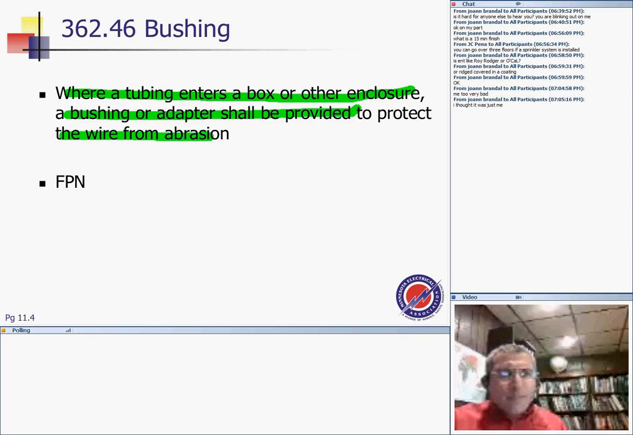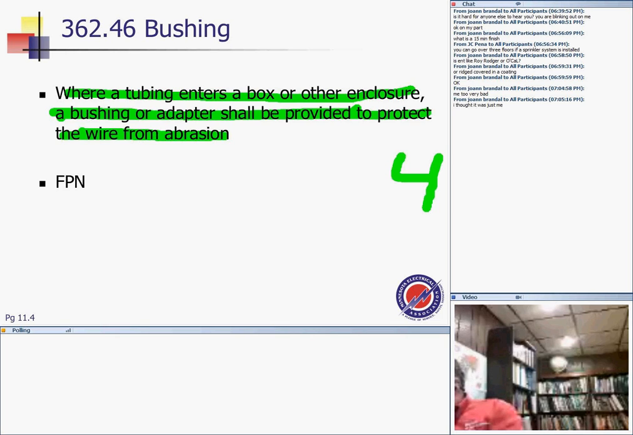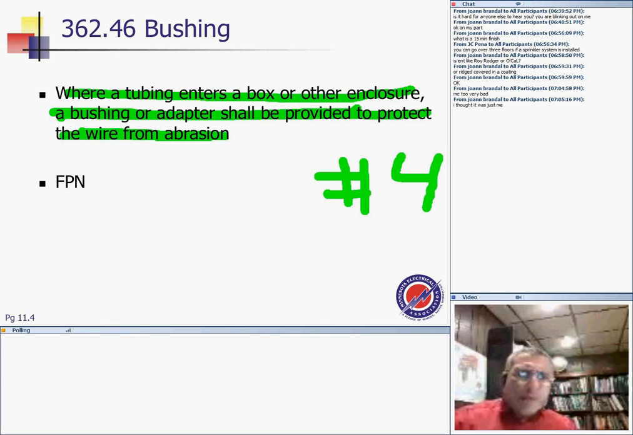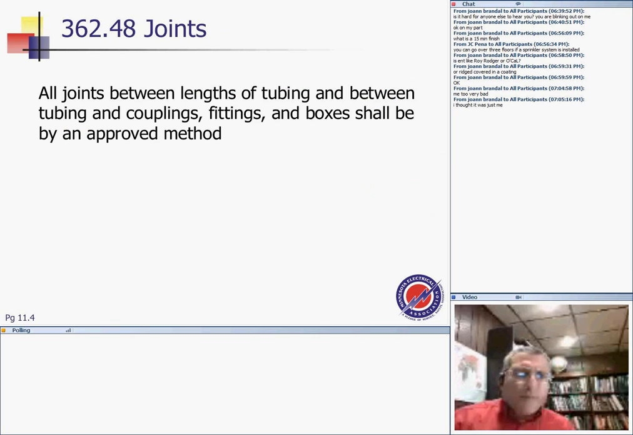If your conductors enter a box, for the most part, you need to protect the conductors from damage. Number 4 or larger, you need a protection. Number 4 or larger. All between the links, and so on.